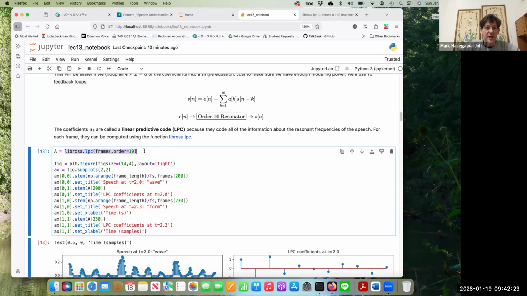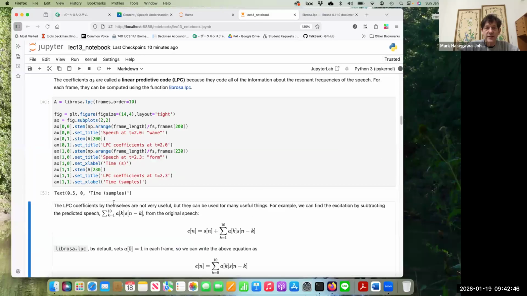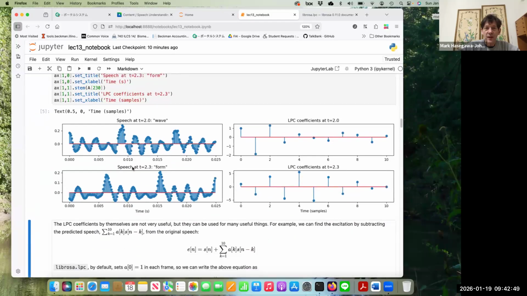So we'll use librosa.lpc, which will analyze every single row, every single frame of this frames matrix with an order 10 LPC. And then I'm going to plot them. In axes 0, 0, I'll plot the 200th frame. In axes 0, 1, I'll do a stem plot of those coefficients for the 200th frame. So if I run this, I get the waveform of the 200th frame, and you can see that it's resonant in this way, and the coefficients of the 200th frame.